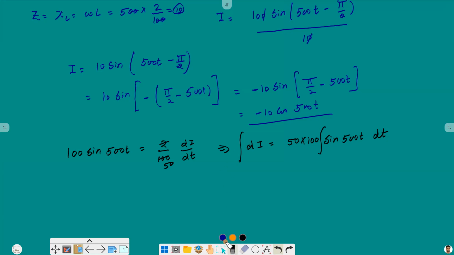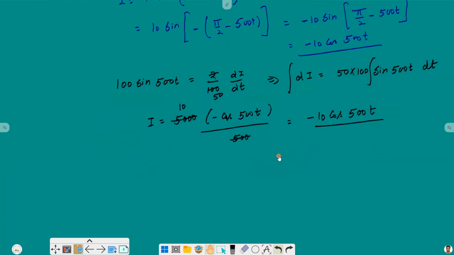Now integration of di will be I, and that will be 5000 into integration of sine, which will be negative of course, so negative cos 500t divided by the 500. So 500 cancels at 10, so this will be minus 10 cos 500t. So via any of the methods you can calculate the value, and you need not be confused.